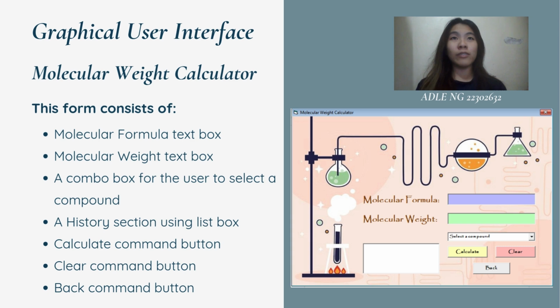Alright, proceeding to the second form, which is the molecular weight calculator. This form has more things. The first one is the text box. We have a text box beside the molecular formula and also molecular weight for the user to input their data. Then we have a combo box for the user to select a compound, and a history section using the list box function, and also three command buttons, which are calculate, clear, and back.